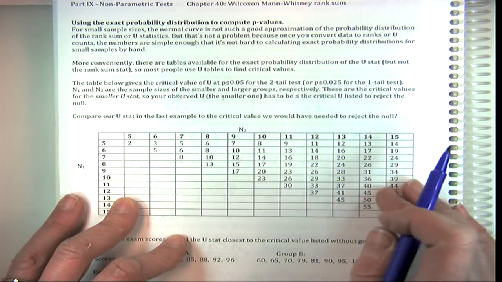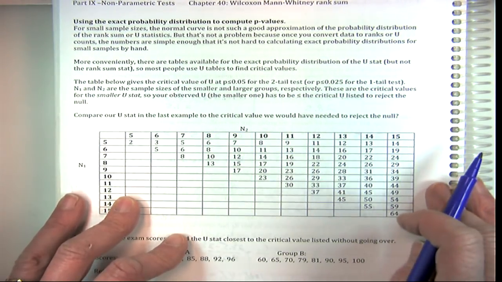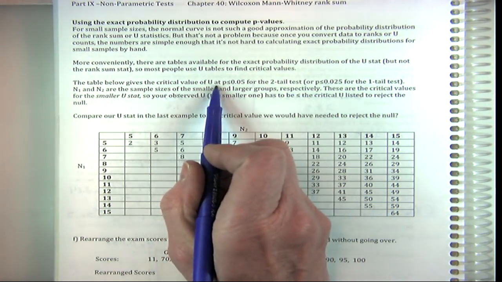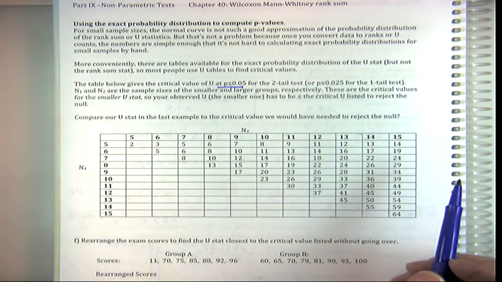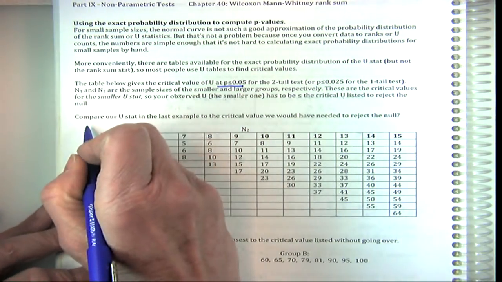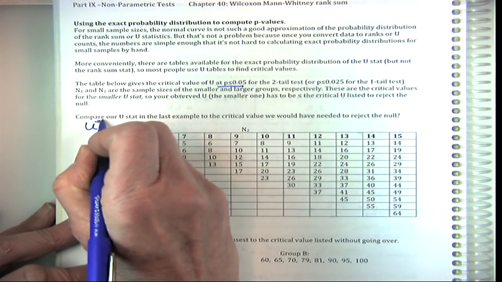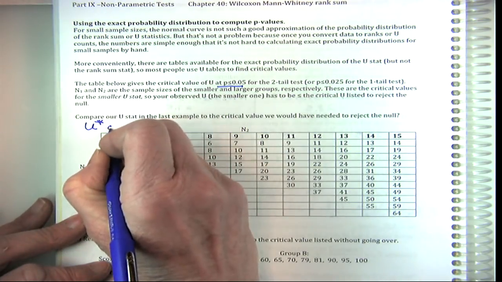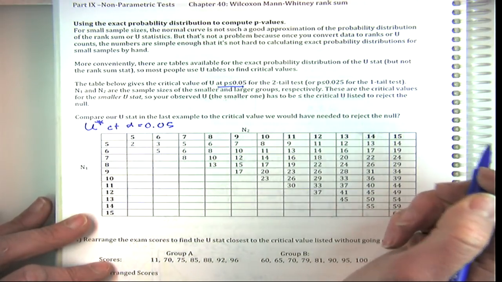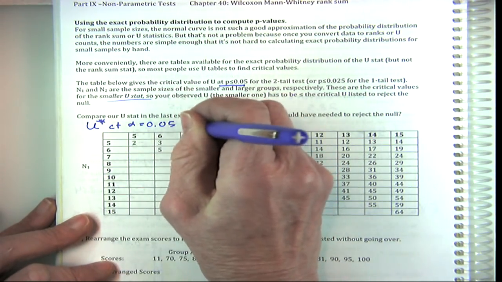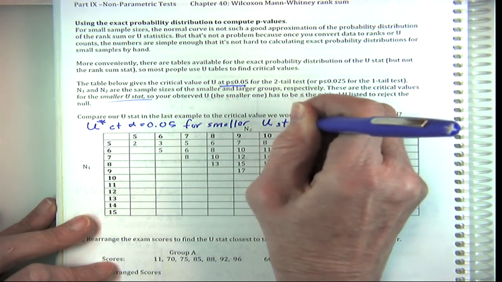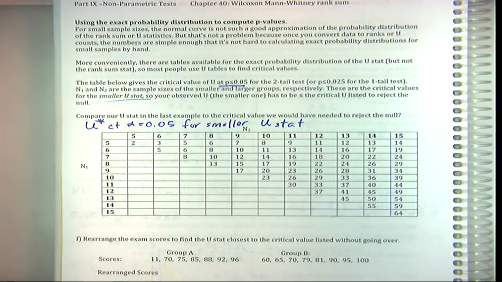So these tables show the exact probability distribution of the U stat. And the tables below give the critical value at p equals 0.05, so that's alpha equals 0.05. So this is U critical at alpha equals 0.05 for the smaller U stat. And that's the way I've always seen them. This is what they look like.